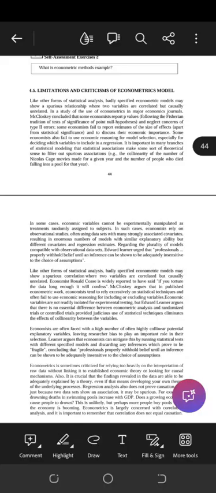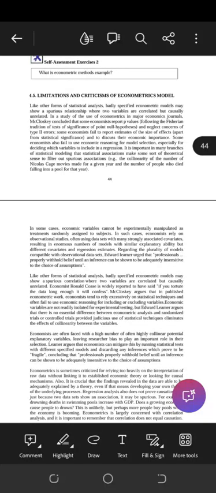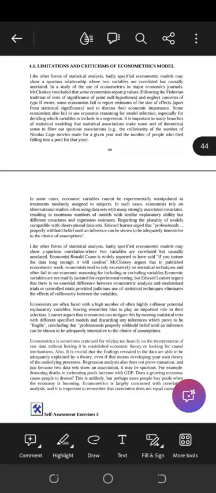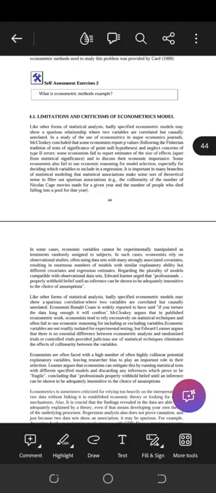So that's one of the shortcomings of the econometric method. Then the second thing, let's read what they have. Like other forms of statistical analysis, badly specified econometric models may show a spurious relationship where two variables are correlated but causally unrelated. So another shortcoming is that an econometric model can be wrongly specified, and once it is wrongly specified, the result is going to be wrong.